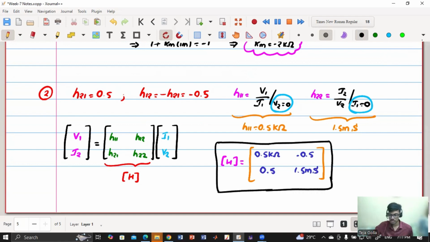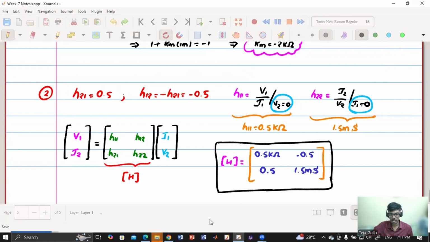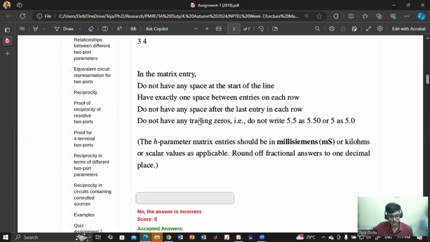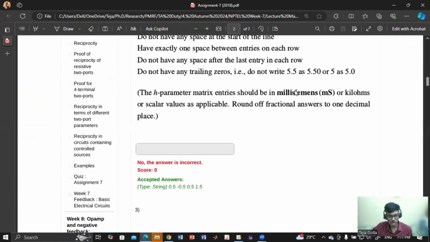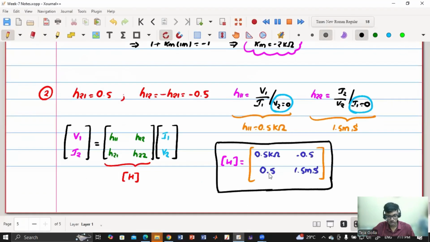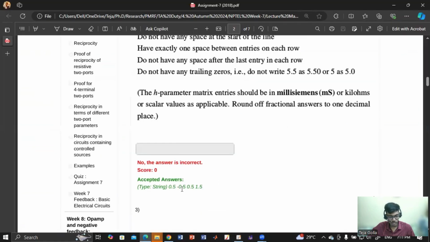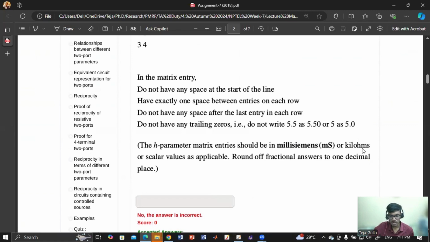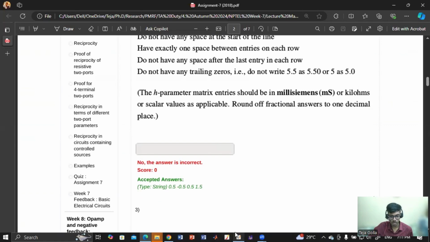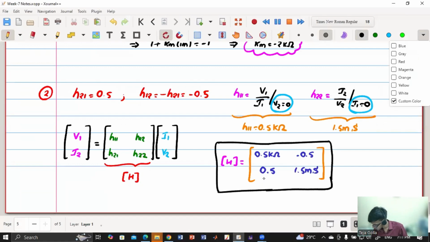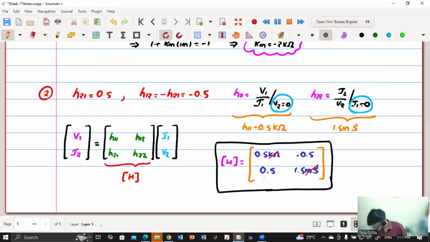Is this clear? This second part? Any queries? First, let us check whether the answer is correct or wrong. They have asked in millisiemen or kilo ohm. So it is 0.5, minus 0.5, 0.5, 1.5. We have to either write in millisiemen or kilo ohms or scalar values as applicable. So we have to remove the units, as they have asked in kilo ohms or millisiemen. That's why we have to write in that way.